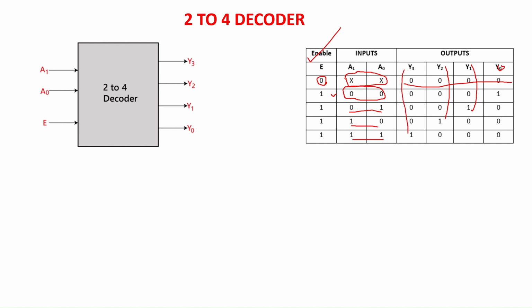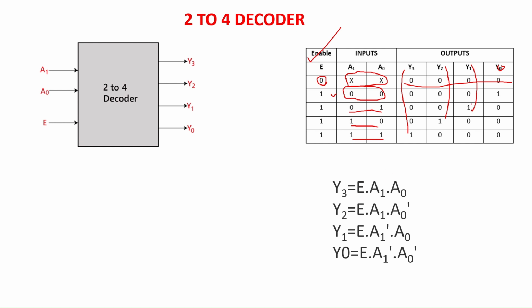Next we need to create the Boolean expression for the outputs Y0, Y1, Y2 and Y3. The Y3 output is 1 when enable input is 1, A1 is 1 and A0 is 1, so E AND A1 AND A0. The output Y2 is 1 when enable is 1, A1 is 1 and A0 is 0, so E, A1, A0 bar. Similarly for Y1 and Y0 we can generate the Boolean expressions. Using these 4 Boolean expressions, we can create the logic circuit for the 2 to 4 decoder.